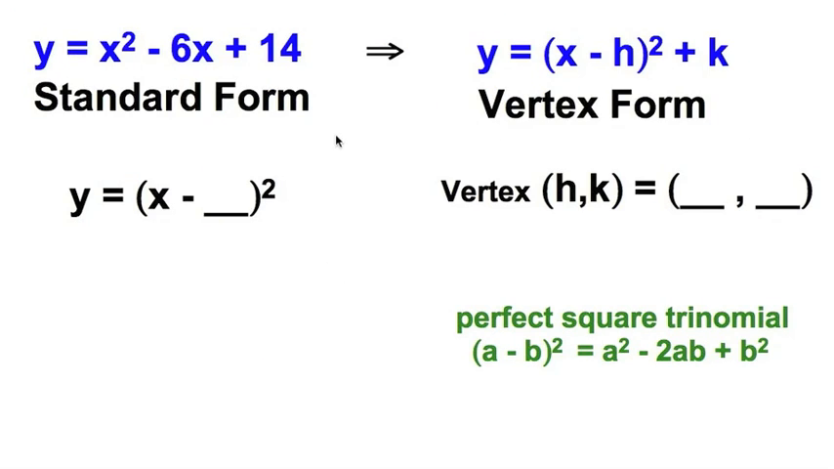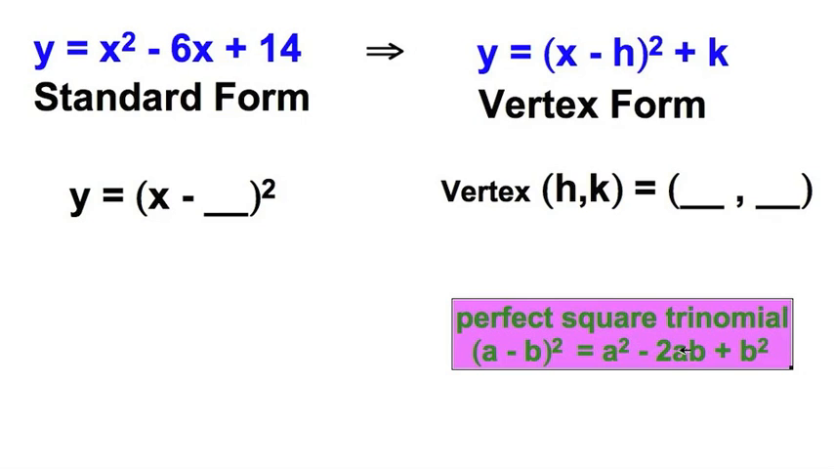Well, let's get started with our first example, converting a standard form parabola to vertex form. This is our parabola that we're given. Notice a is 1. We're going to use easy parabolas here. b is -6, and the c term is 14. Really, we're just going to focus on the b term to get started.